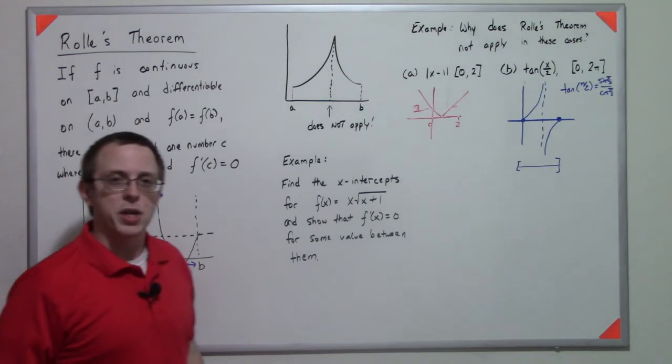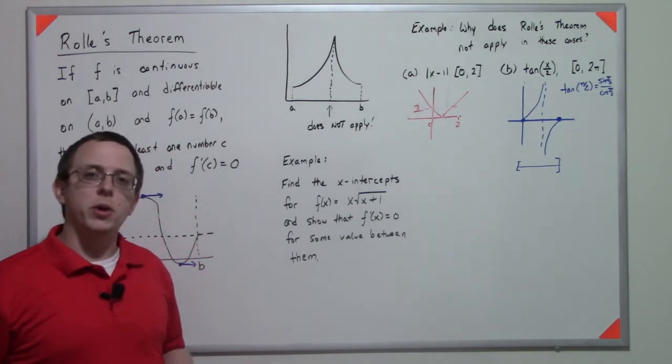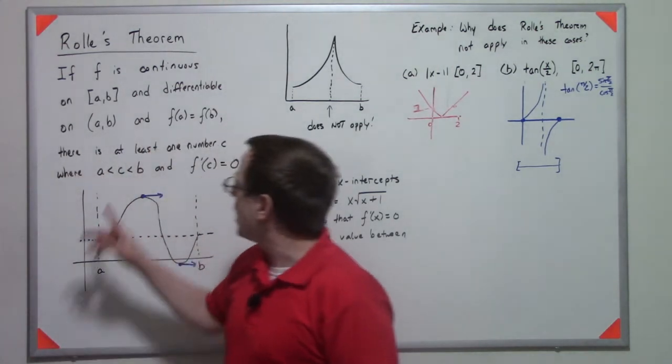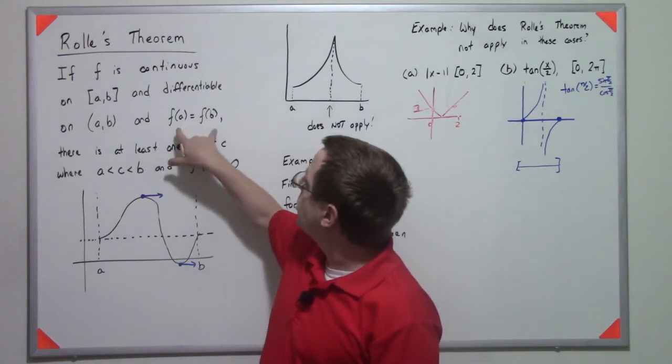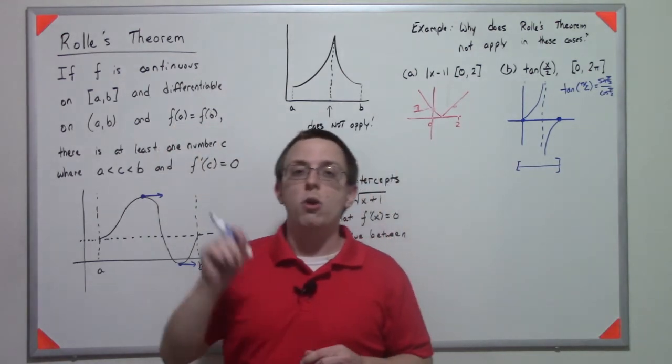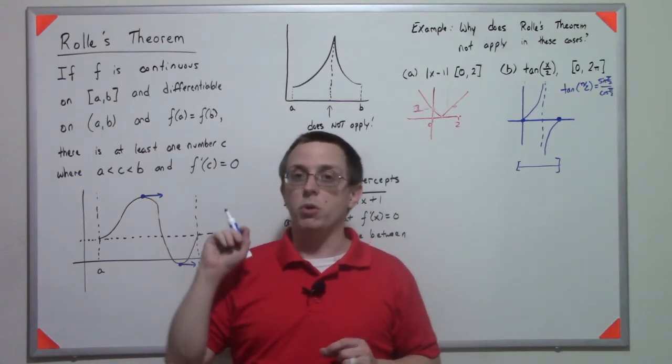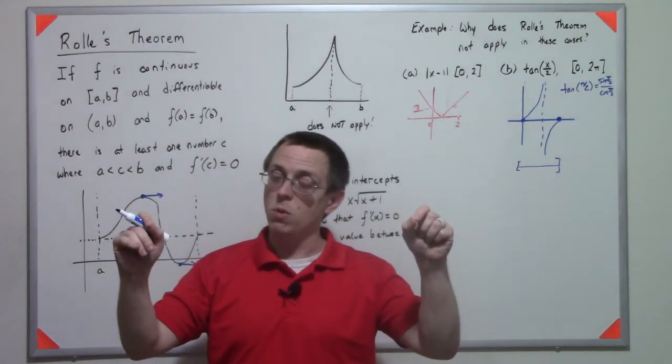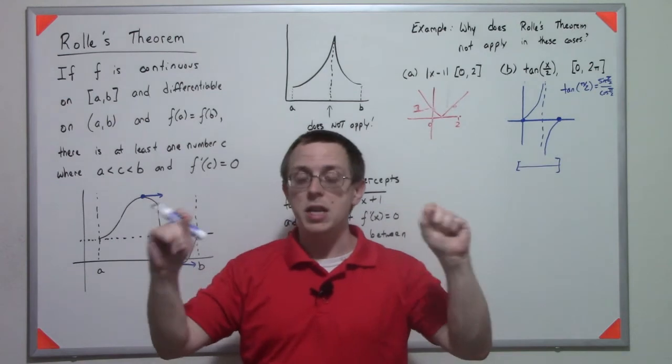So why am I doing this? Well, the reason I'm doing this is because I have to figure out points where the function is equal, f of a equals f of b. So if I know the points where the function output is 0, well then I'm guaranteed equality.